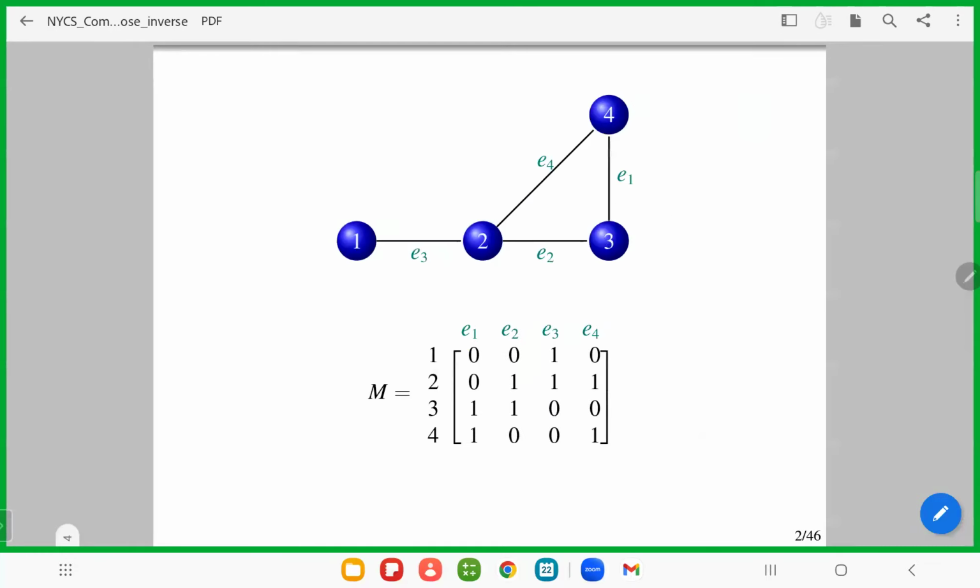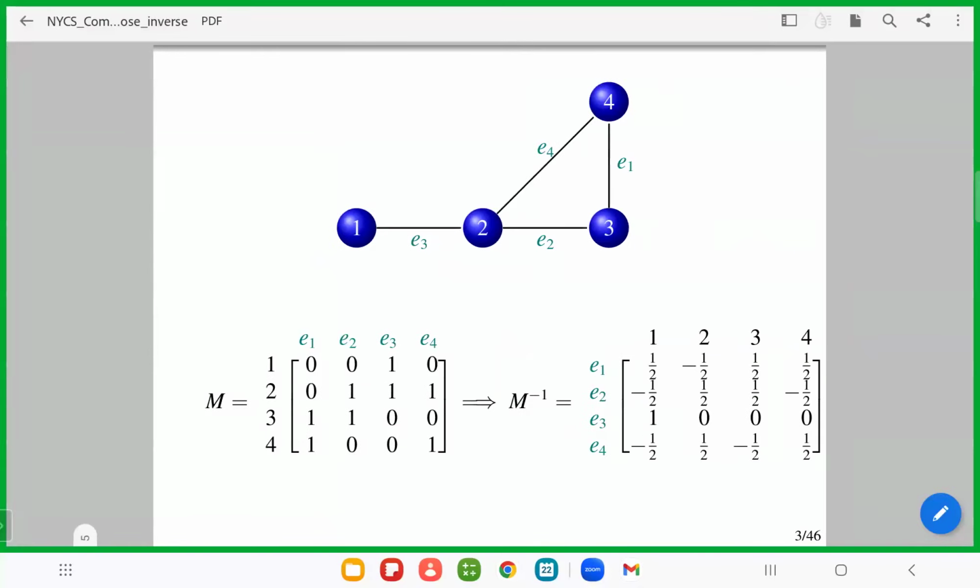If you look at edge 1, edge 1 is between vertex 3 and vertex 4. So the 3, 4 entries of column 1 are 1. Similarly, edge 2 is between vertices 2 and 3, so the 2, 3 entries of column 2 are 1, and everything else is 0. We write this incidence matrix column by column, because that is easier.